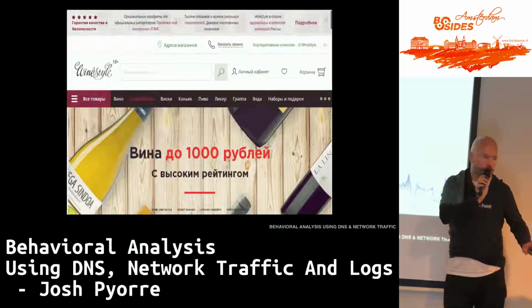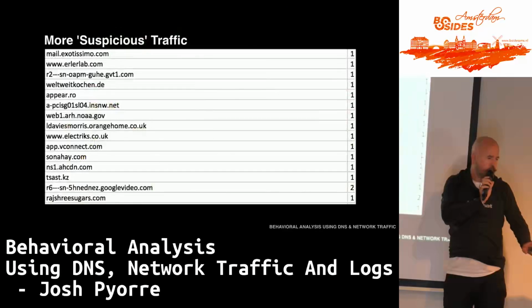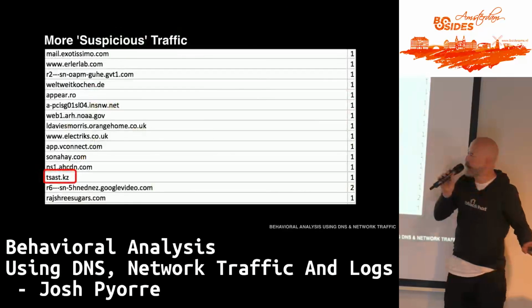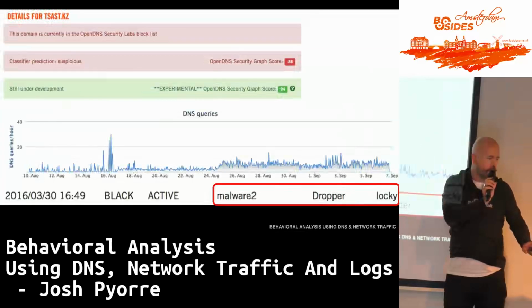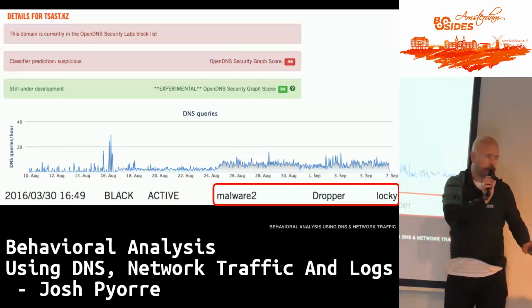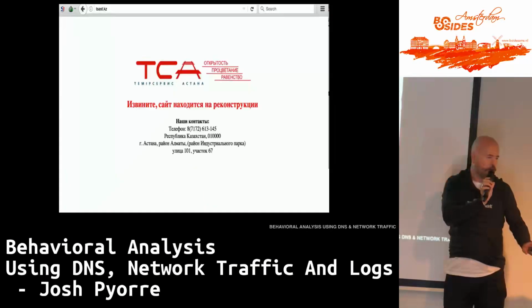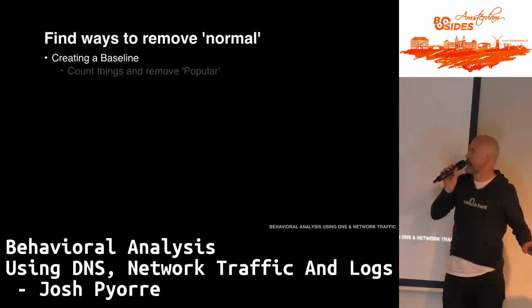I'm still doing this manually, of course. I look at the domain, and there's not really much going on. But maybe there's this other domain here, this .kz domain, suspicious. I go look at it, and the traffic has kind of normalized, but OpenDNS has it blocked for Locky, as a dropper for Locky. And then you go to the page, and it's a takedown page, a taken down or removed page.